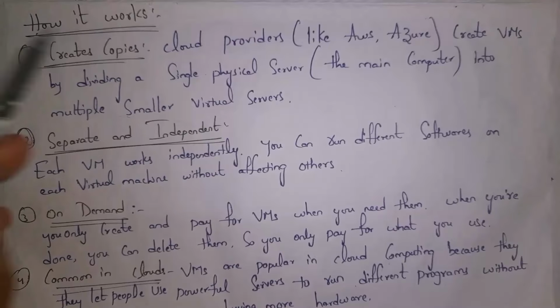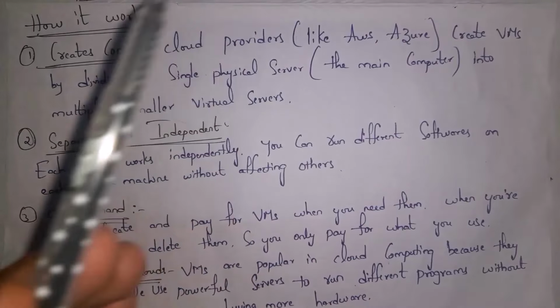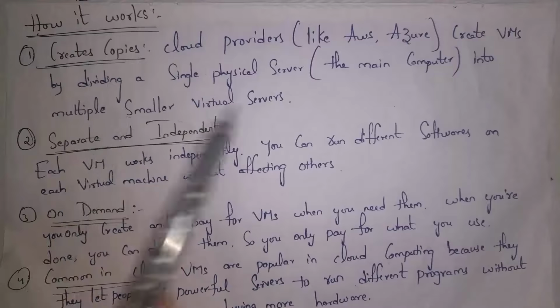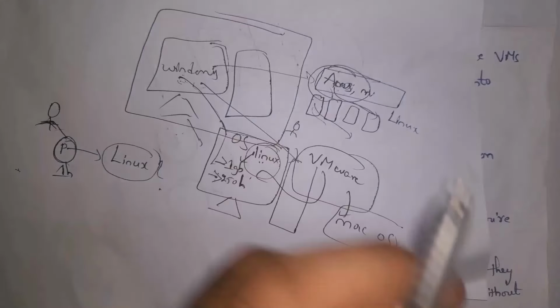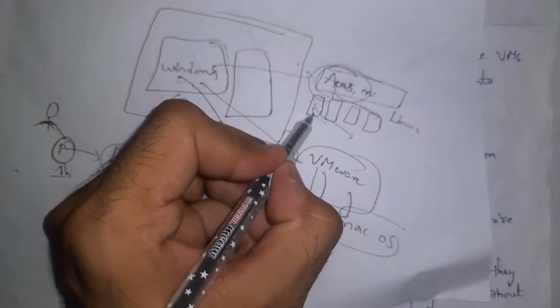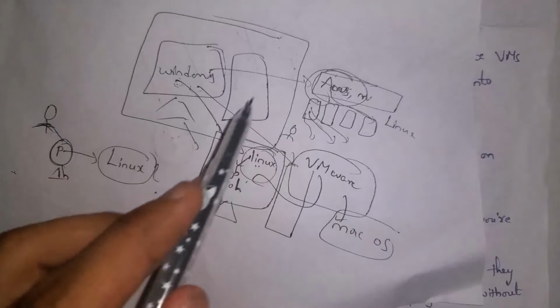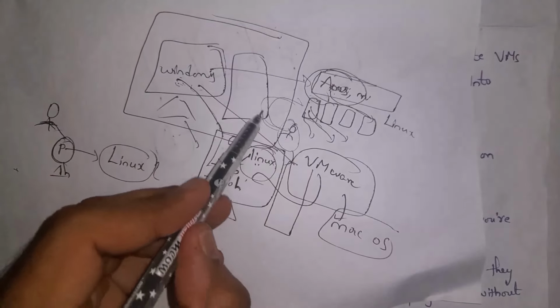First one is create copies. Cloud providers like AWS, Azure create virtual machines by dividing a single physical server into multiple small virtual servers. Guys, normally AWS company contains so many servers. AWS company will give single server to multiple users. Guys, giving server is not like physically they are sending this server to this person. Just by using internet, this person will store data in this server.